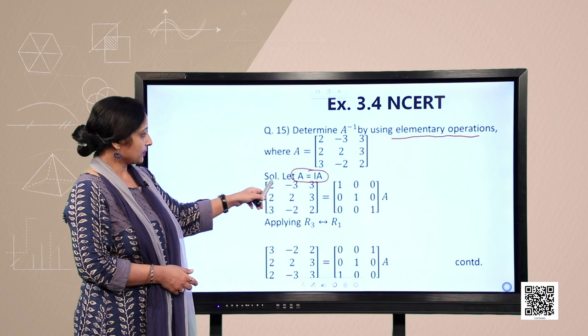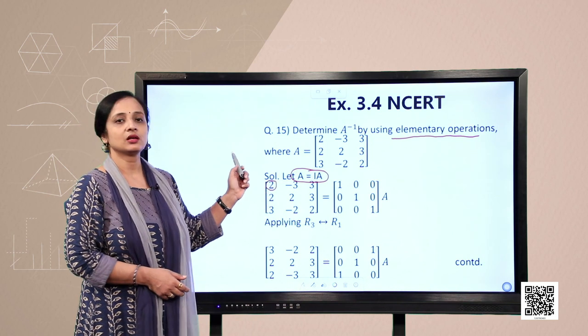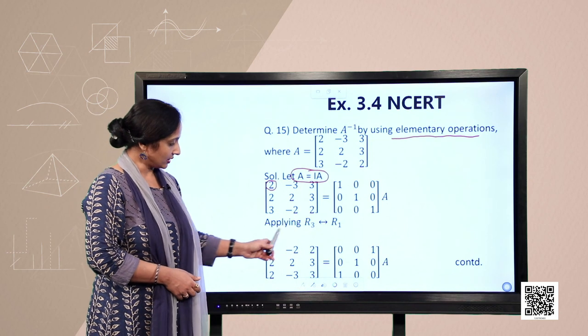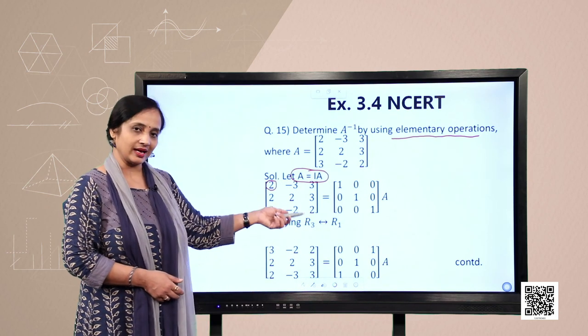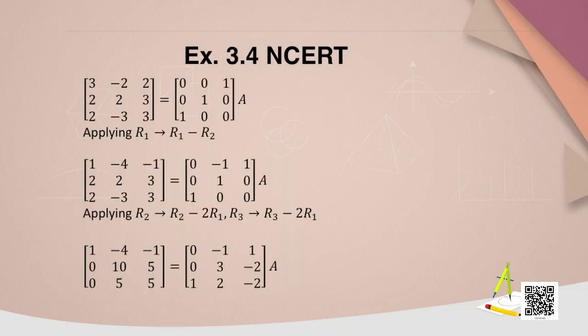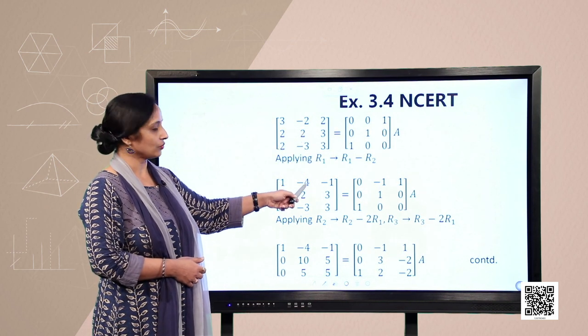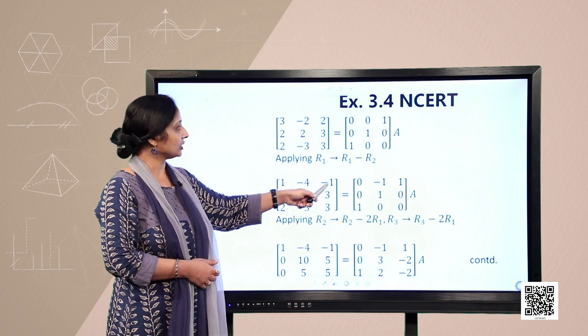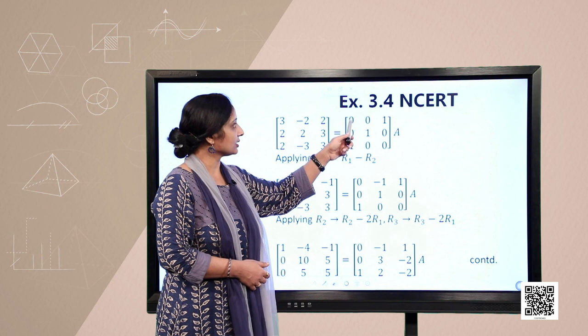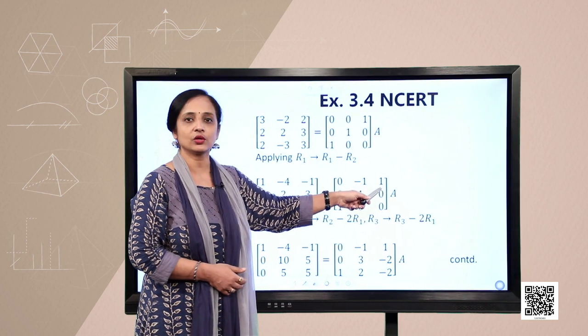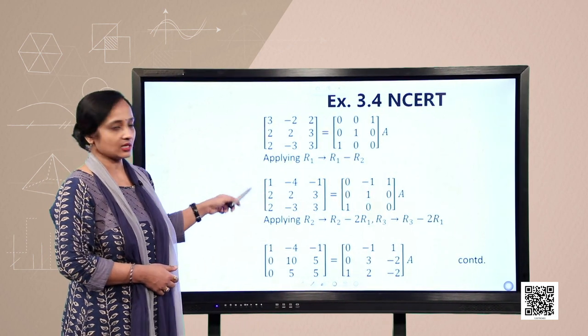So what you are going to do: make this element A11 as 1. For that, we can change R3 and R1. Why so? So that I am getting a larger number here than this number and I will subtract in the next step. That is like here. So this was the previous step. Applying R1 changes to R1 minus R2. So 3 minus 2 will give you 1. Minus 2 minus 2 will give you minus 4. 2 minus 3 is giving you minus 1. The same changes here. 0 minus 0, 0. 0 minus 1, minus 1. 1 minus 0, it's giving you 1. So first step has been done by making A11 1.